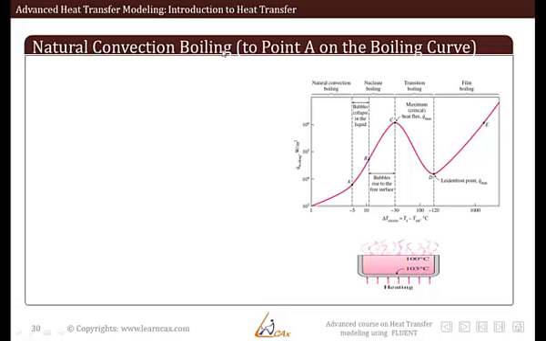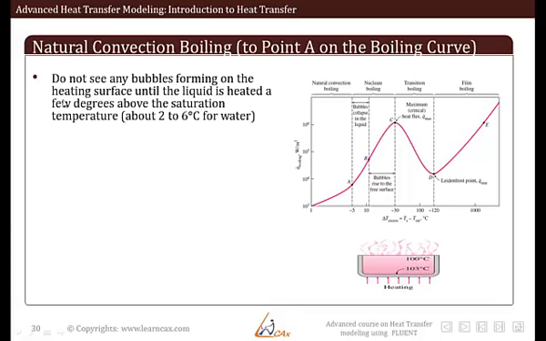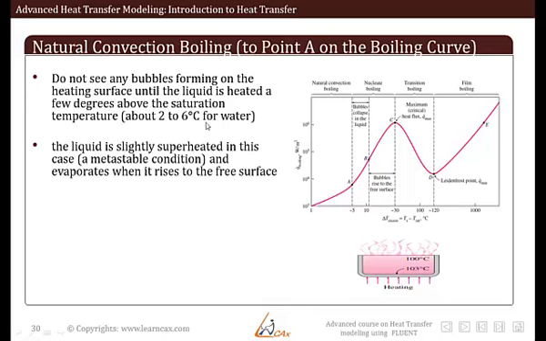The first one is natural convection boiling, that is up to the point A on the boiling curve, at the lower T excess, where delta T excess is about 3 degrees centigrade. So we do not see any bubble formation on the heating surface until the liquid is heated a few degrees above the saturation, that is 2 to 6 degrees centigrade, let's say, for water, and the liquid is slightly superheated in this case, and evaporates when it rises to the free surface. So the liquid is slightly superheated, but it starts evaporating as it goes to the free surface.